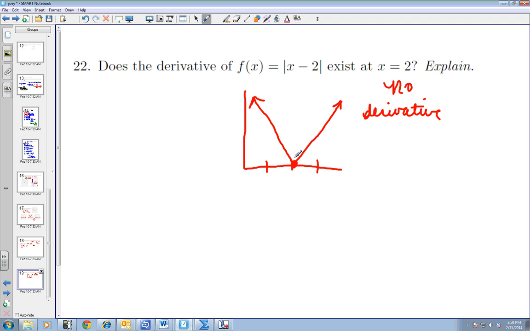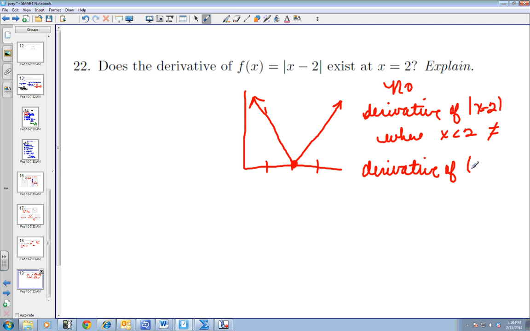from the left, the derivative of x minus 2 where x is less than 2 does not equal, this slope does not equal this slope. The derivative of absolute value of x minus 2 where x is greater than 2. So the main thing you need to remember is if there's a sharp turn in a graph or a cusp that looks like this, okay, the derivative does not exist at that point.